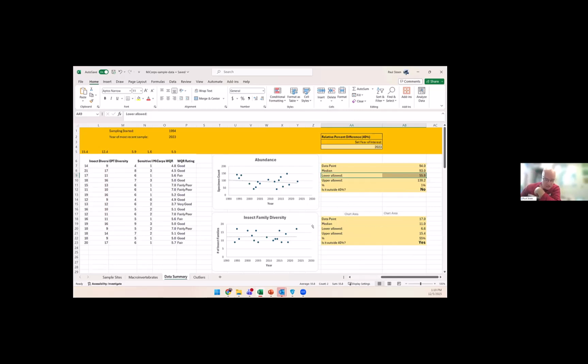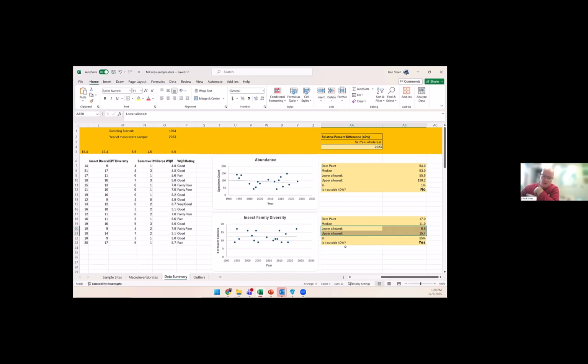However, what's interesting here is that we are outside the bounds of what we maybe would expect for the insect family count. Our data point is 17. We found 17 different insect families. We would expect to find between 6 and 15. And so we're 55% outside the bounds of what would be maybe considered normal for this particular site. So is that an issue? Does that mean we're outside the bounds, so I'm going to throw away this data point? No.